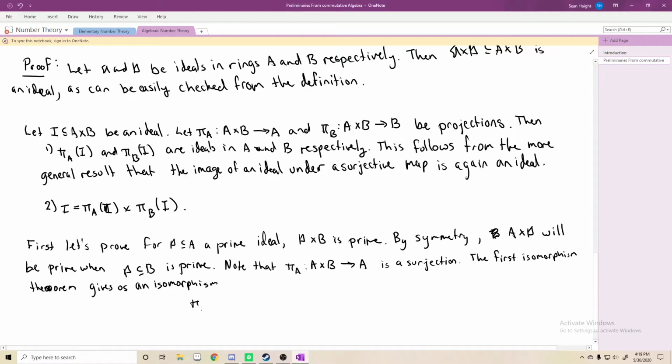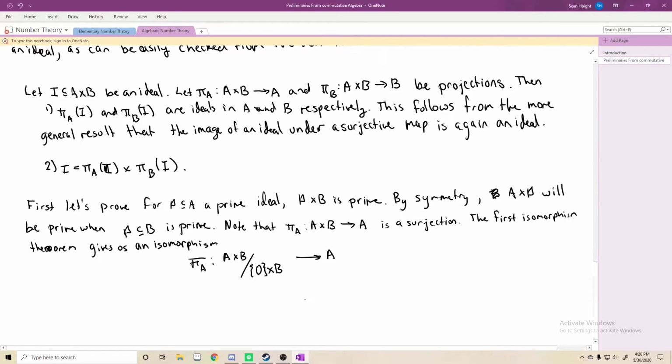Pi sub a bar from A cross B mod the kernel of this map. The kernel of this map is exactly 0 cross B to A.